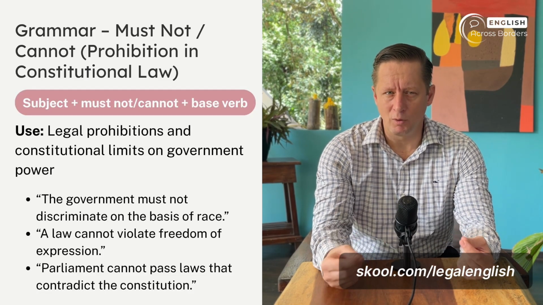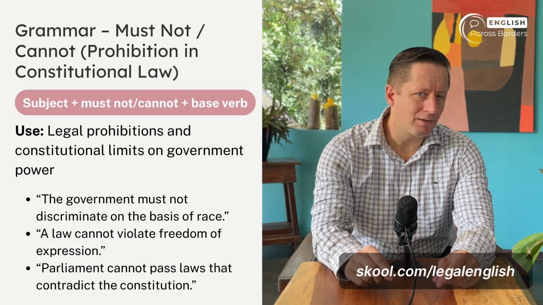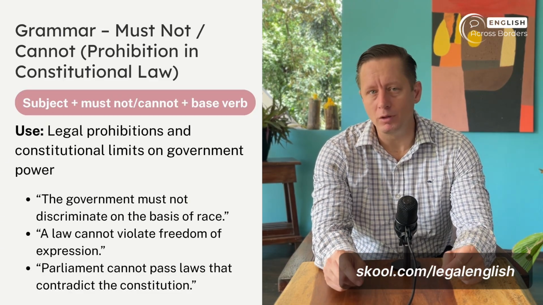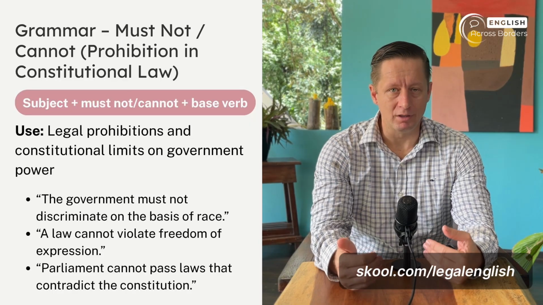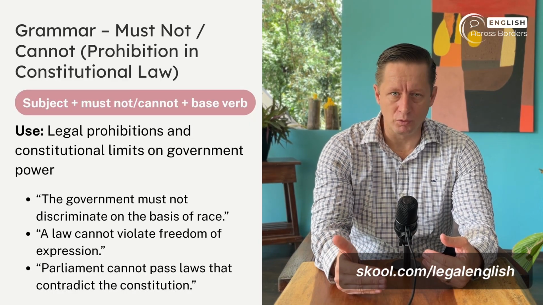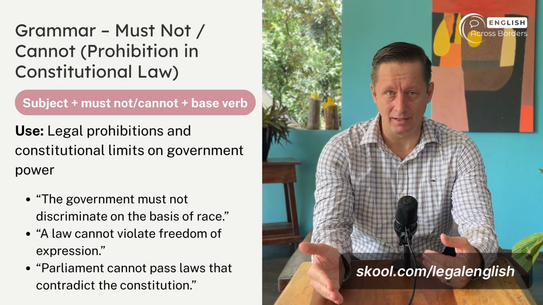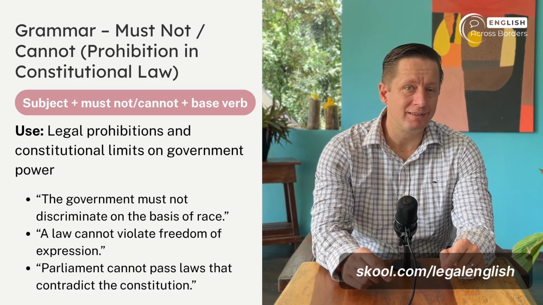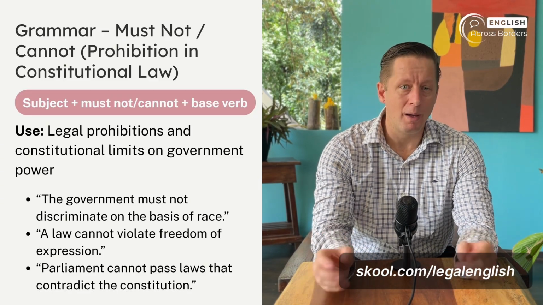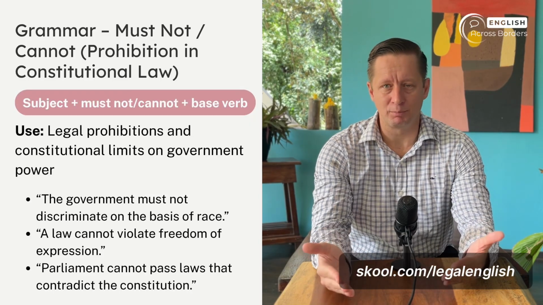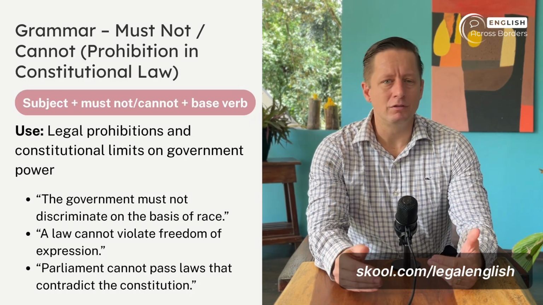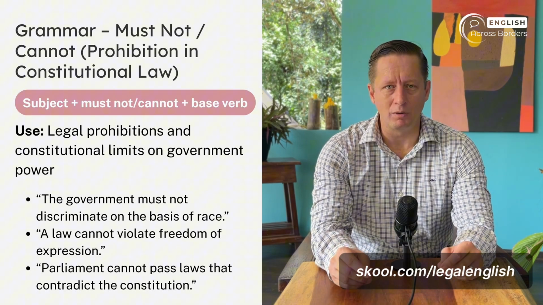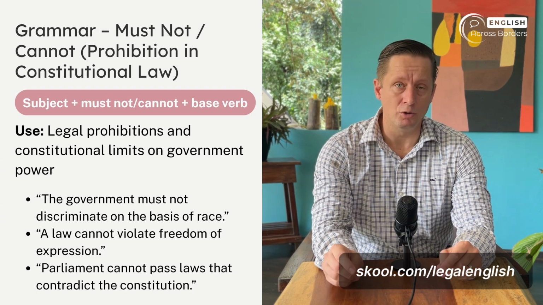Let's look at it in more detail. A government passes a law requiring newspapers to get approval before publishing political content. The court rules this law cannot stand. It must not restrict freedom of the press. Parliament cannot limit rights in this way because the Constitution is supreme. This use of must not and cannot makes the limits of state power clear and non-negotiable.